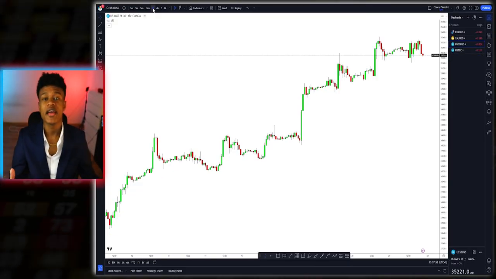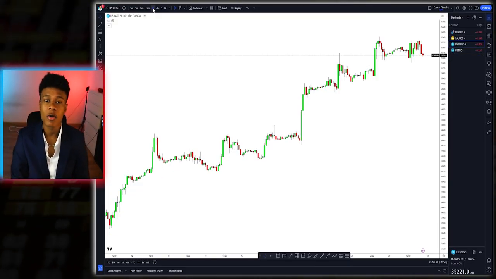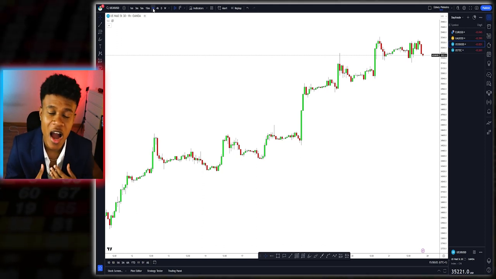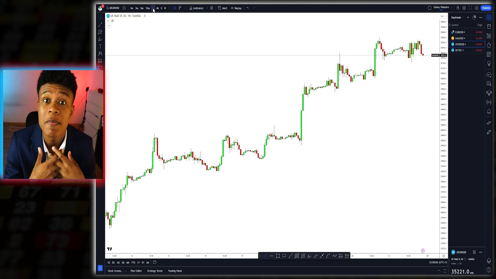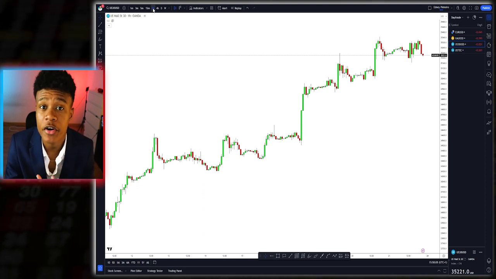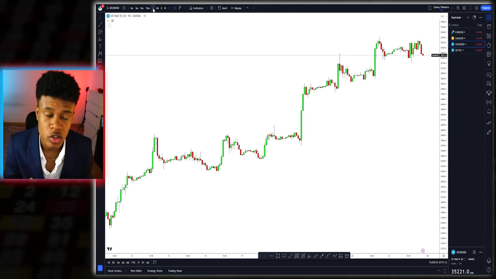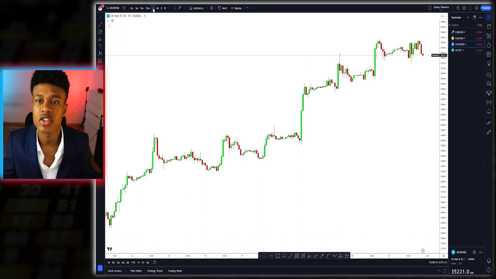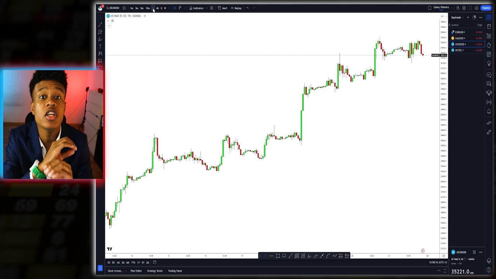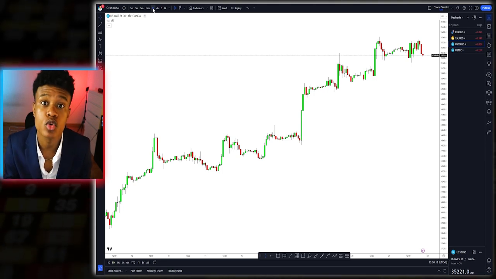So let's go to my chart. Let me show you guys how to identify and use market structure in your favor. Let's talk about market structure and how I personally read it, and what I personally believe is the best and correct way to read market structure. In my opinion, any other way to read market structure is wrong. It's wrong by definition because it's too subjective.